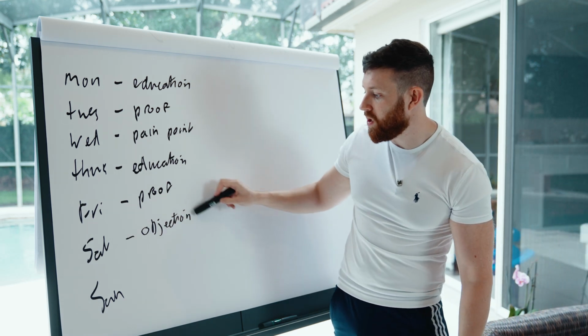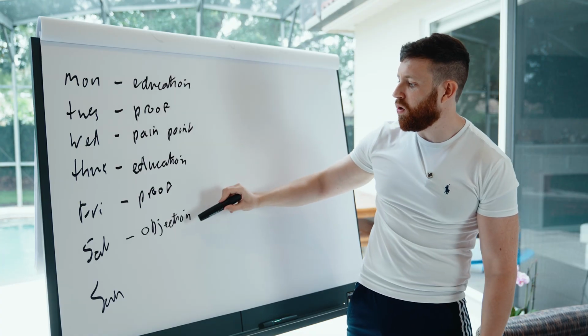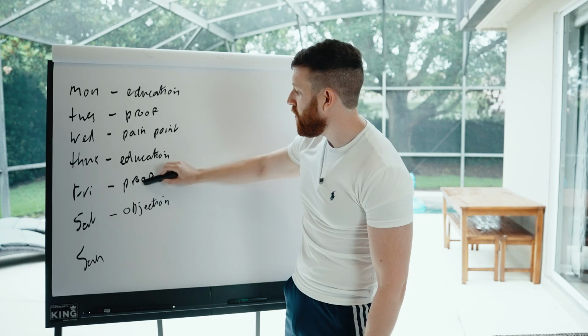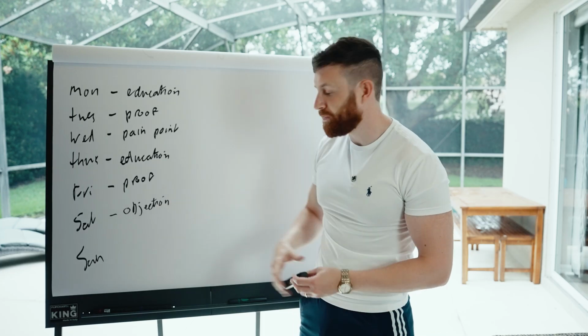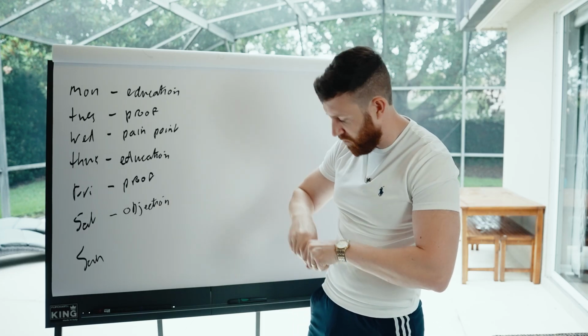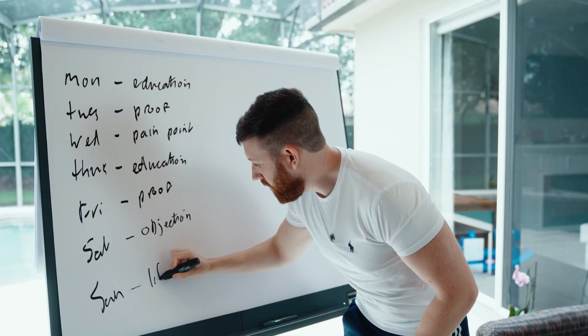So putting out an objection handling post on a Saturday is a good way to strategically think about not just having variation through the week and hitting multiple points, it's also just a really good time to do it. And then Sunday. Sunday's a really good one for lifestyle.